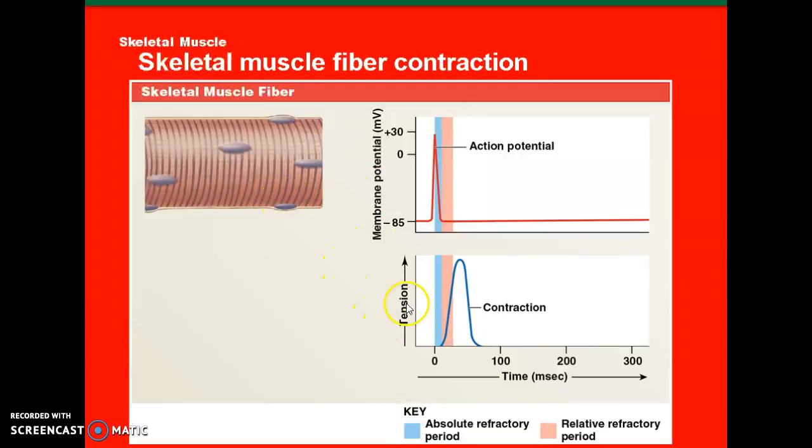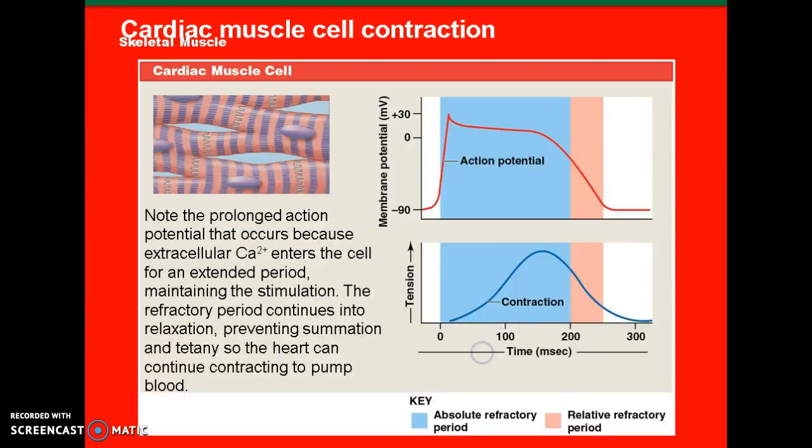And so this is showing a skeletal muscle fiber action potential and contraction. This is a cardiac muscle cell action potential and contraction, so it's much more prolonged. And this is because calcium is entering the cell over an extended period of time, and that maintains the stimulation.